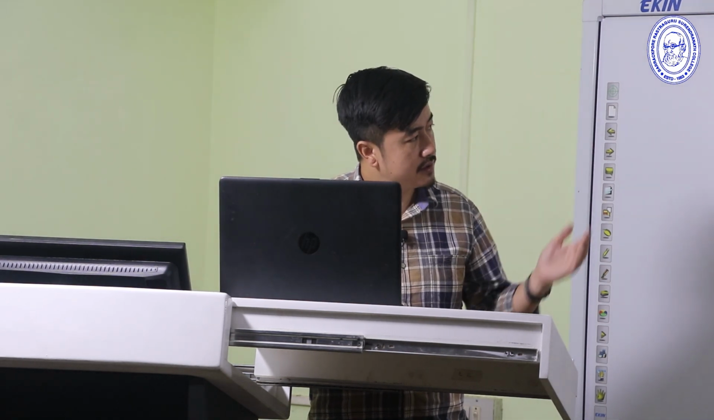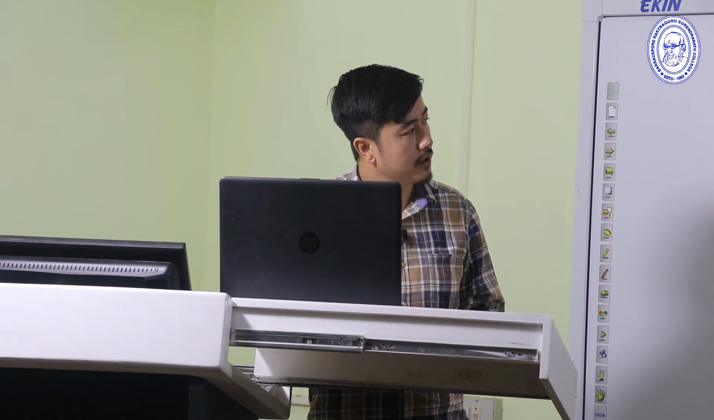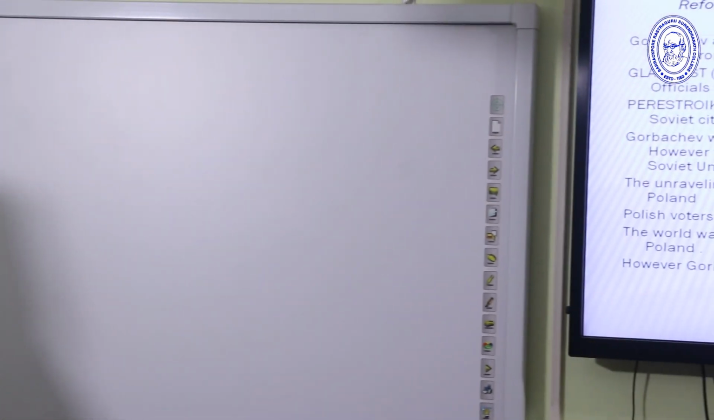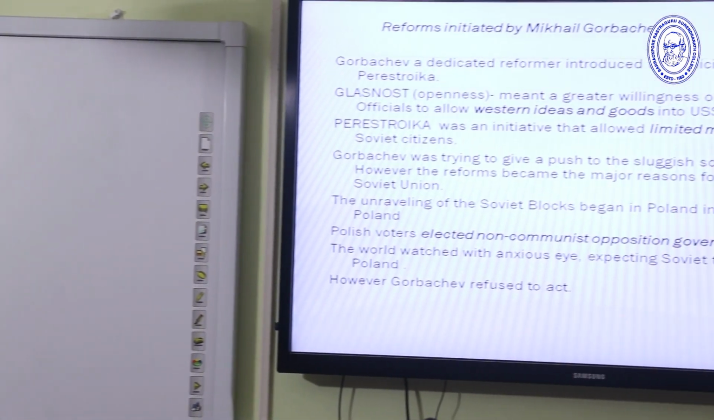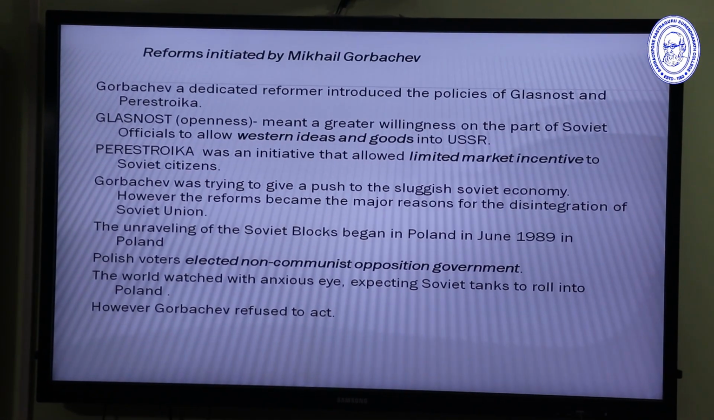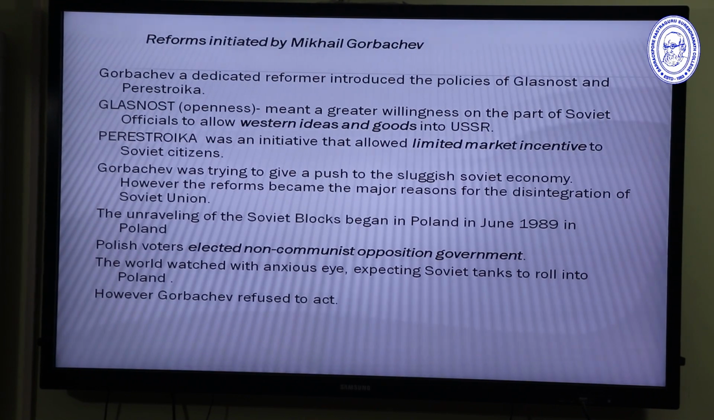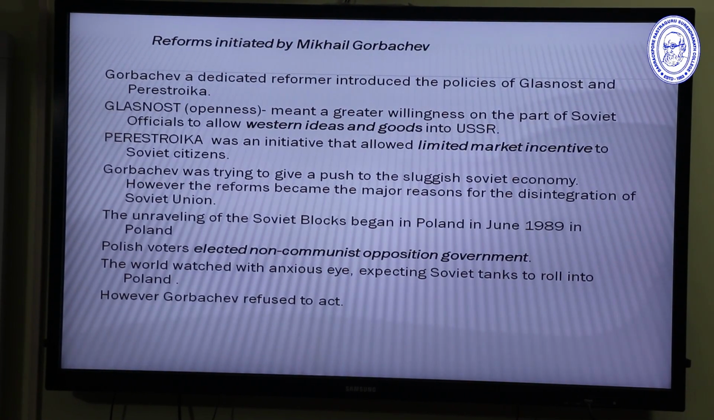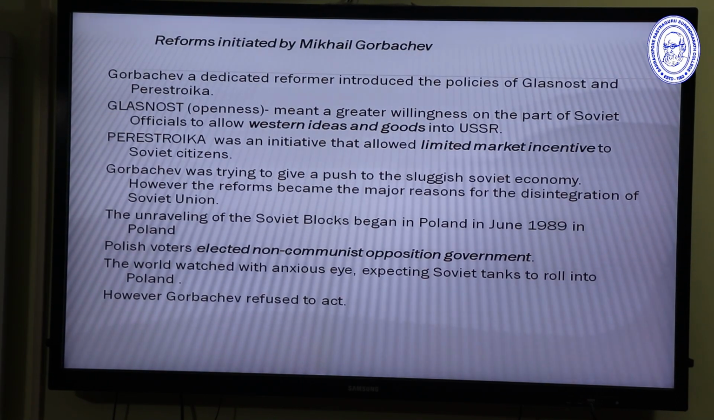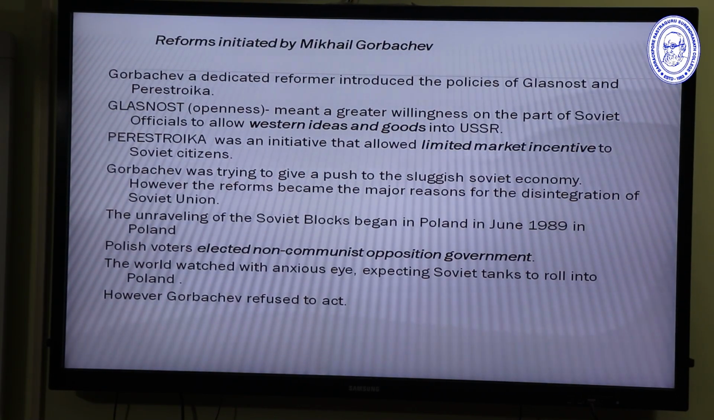These are all the decisions taken by Mikhail Gorbachev. Now let us talk about what kind of reforms he initiated. Gorbachev, a dedicated reformer, introduced the policies of Glasnost and Perestroika. Now these two policies were very important because, as I already said, they were detrimental to the disintegration of the Soviet Union. So what is Glasnost?